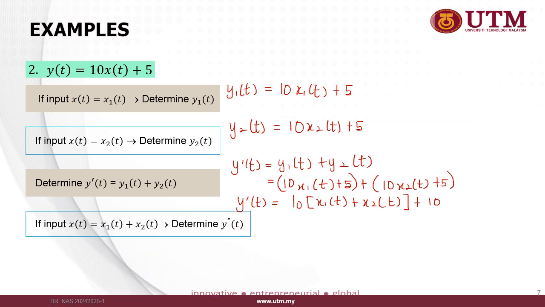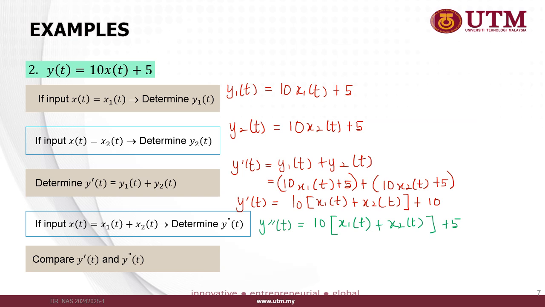Next you need to determine y double prime (t), in which x is now equivalent to x1 plus x2. So y double prime (t) equals 10 times your x, which is now x1 plus x2, (t), plus 5. Okay, next, finally you need to compare y prime (t) and y double prime (t).